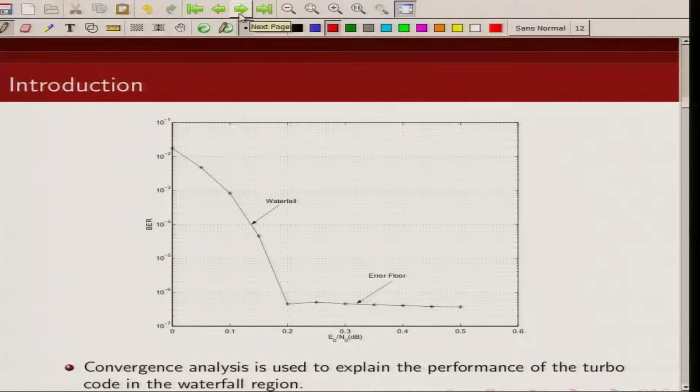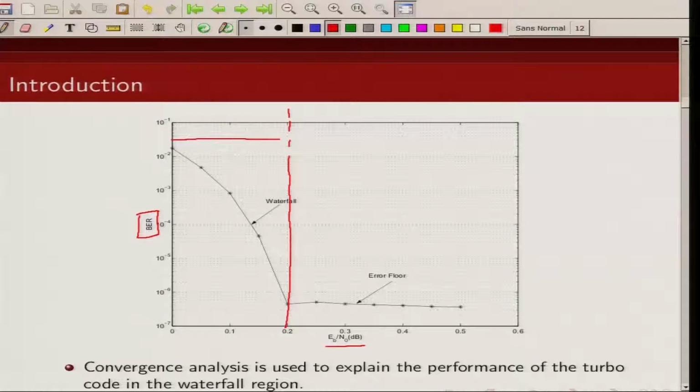So this is a typical performance of a turbo code. If we take a large enough block size, this is for a block size of I think 65,000 plus, this is the typical performance of a turbo code. On the x axis I have signal to noise ratio, and on the y axis I have plotted bit error rate. Now you will see there is a region.